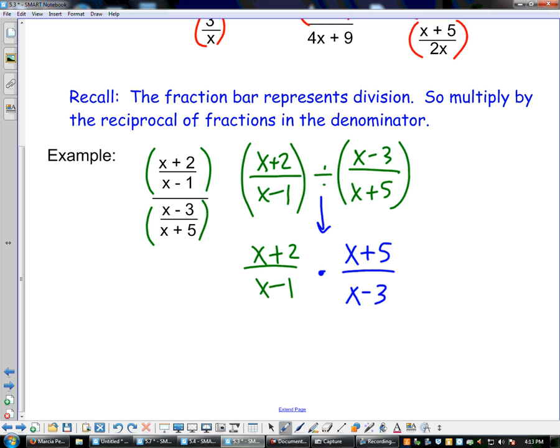So same, multiply, flip. I think so, Mrs. Prince had some sort of saying like that. All I know is dividing by a fraction, you multiply by the reciprocal.